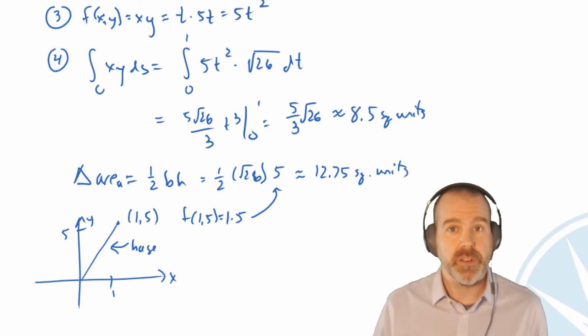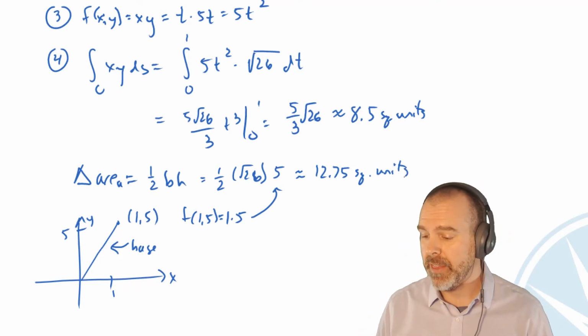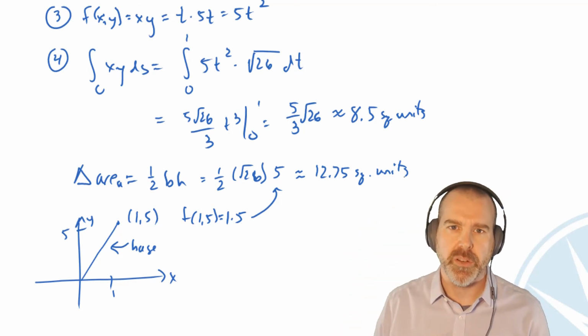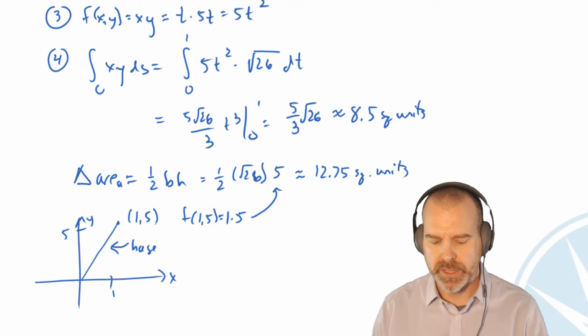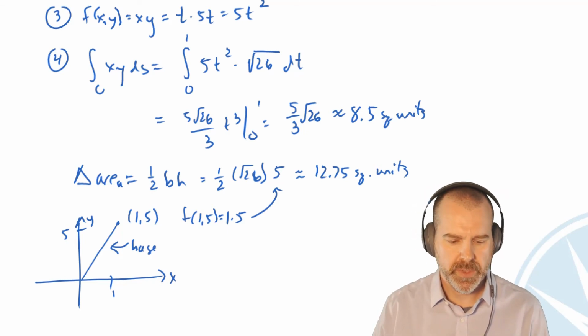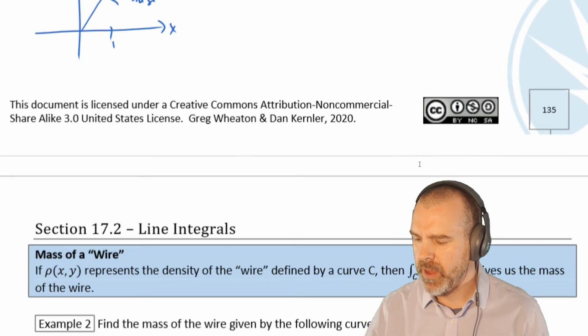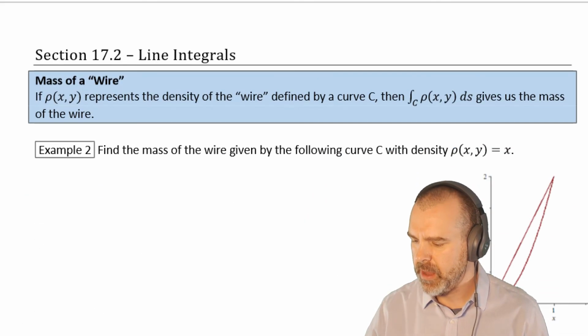So you can see that does confirm what we suspect, that if we just cut the corner there, then the triangle area is going to be bigger than what the actual line integral is. Okay, one more example in this video, and then we will call it a day.